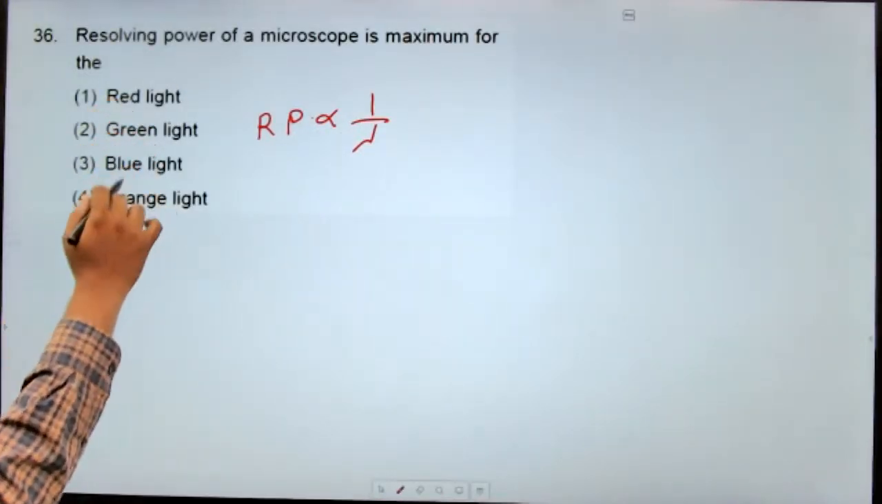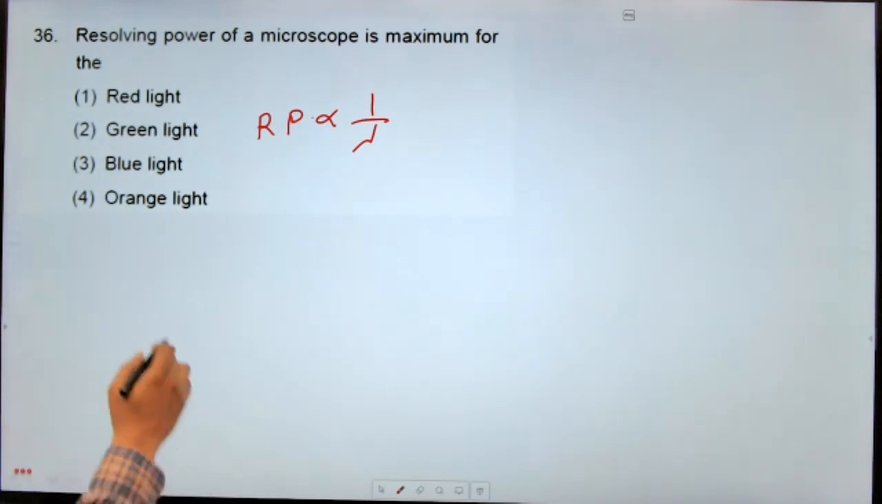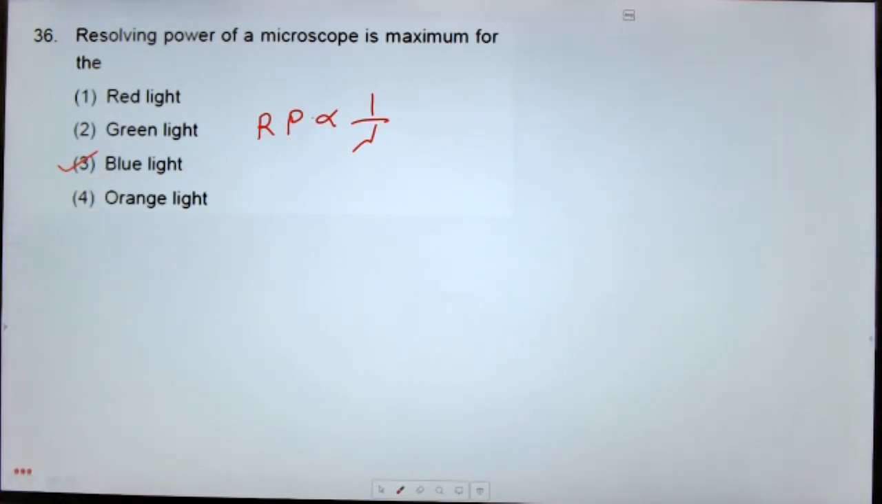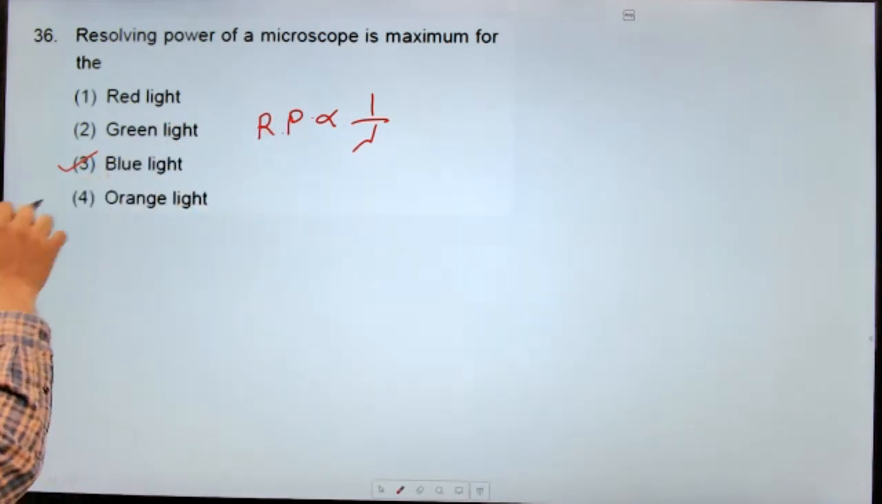So among these four, which one has the lowest wavelength? Blue light. VIBGYOR is the order. The wavelength goes from smaller to larger in the VIBGYOR order. So blue light has a small wavelength, so the resolving power is more for blue light.